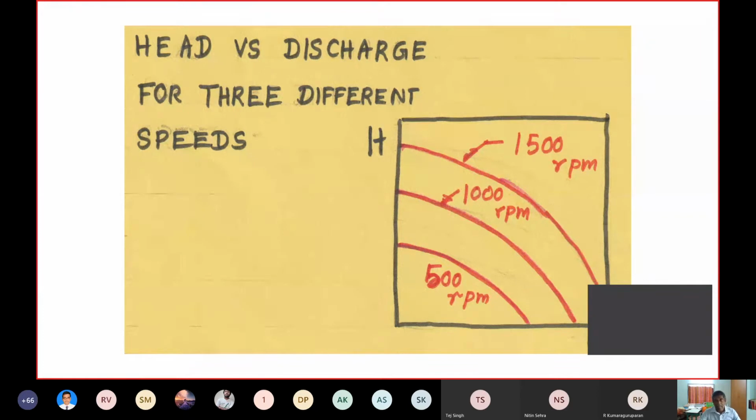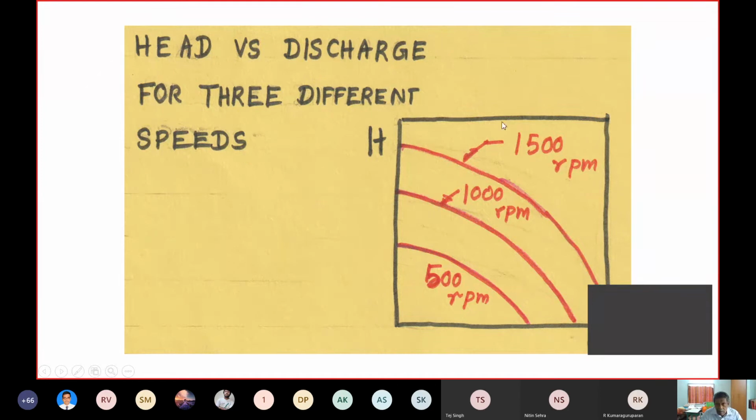Now the head versus discharge for 3 different speeds. If you find out the head versus discharge for different RPM, you should have a method of varying the speed of the pump, or rather the speed of the motor. If you keep the speed at 500 RPM, you get the bottommost curve. So you have a limited shut-off head, and the discharge is also limited.